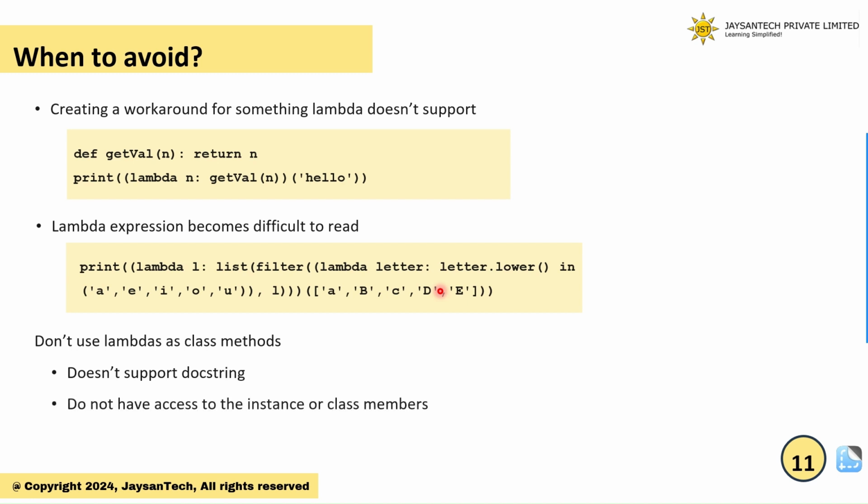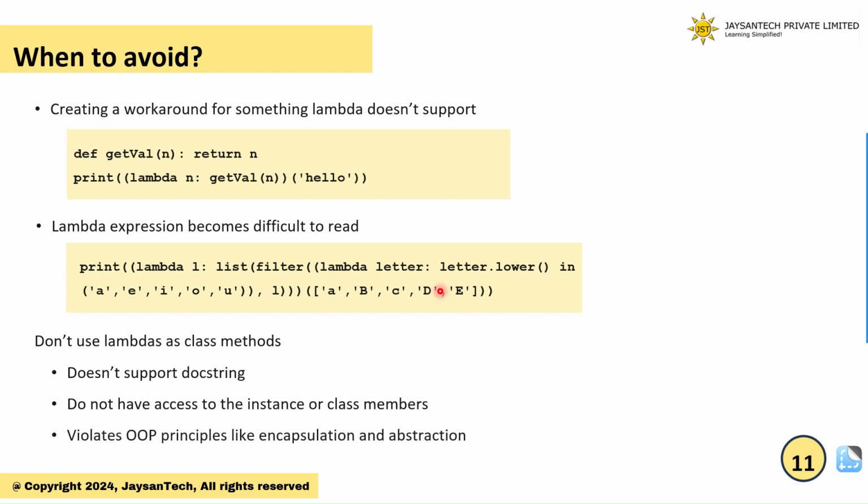Second reason is, they will not have access to the instance or class members. Instance or class members are defined in init or basically inside the class itself. So they will not have access to those members due to encapsulation purposes, and you cannot use lambdas to access them. So basically it renders it useless, right? So lambdas should not be used as class methods for this purpose.